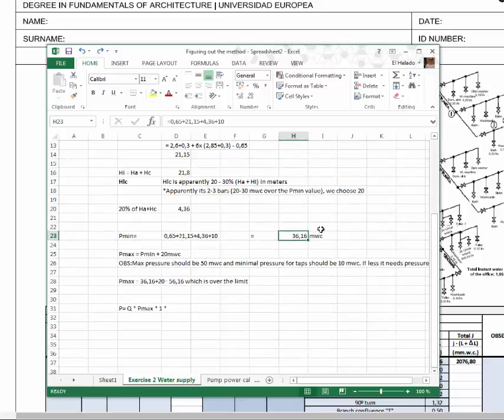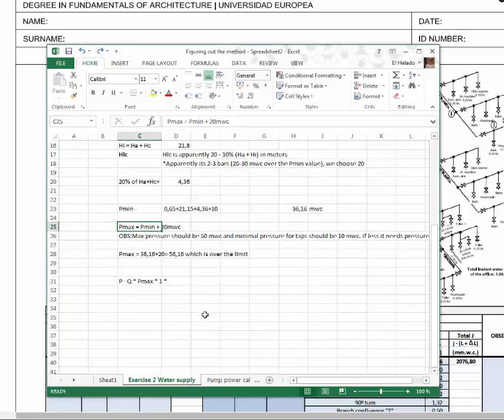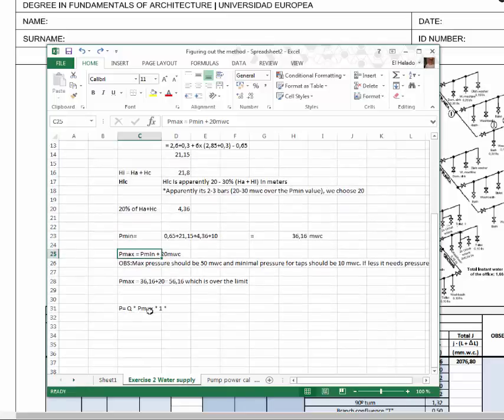And the maximum is the P minimum plus 20. And because that's 56.16, that means it's over the limit of 50, which means you have to reduce the pressure. Right? You have to have pressure reduction valves. And then for the pump part, I haven't done that yet, but I'll get to that later.